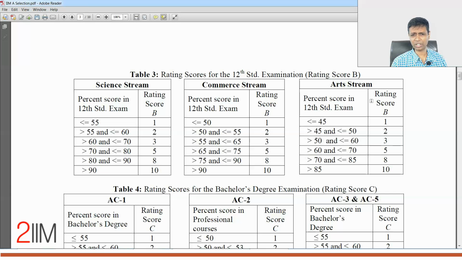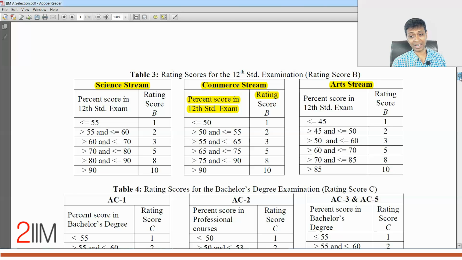With 12th standard and undergraduation, things get more complicated. For 12th standard, there are 3 streams: science, commerce, and arts. For each of these, the classification for points, the number of marks you get for rating score B, is different. But the idea is the same: greater than 90, 10; 80 to 90, and so on. Here it could be slightly different. The scoring could be slightly different, but this is what you're looking for.